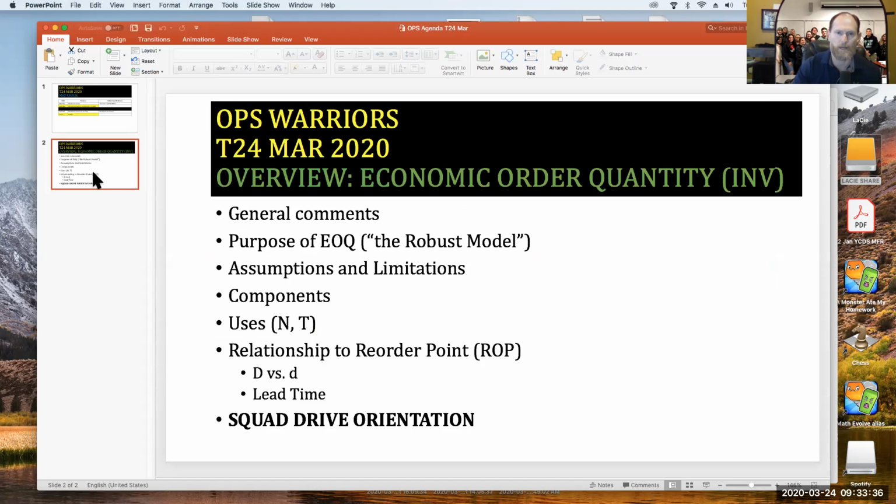Now, here's what we're going to talk about today. I've got some general comments to make, and then we're going to go into this model concerning inventory called the economic order quantity, and I'll talk some more about what that does. We'll talk about its assumptions and limitations, the components, what we can use out of it. And then at the end of all that, we'll get oriented on what we're going to do between now and Thursday, which is an exercise called the squad drive. Essentially, it's a U drive on your own, but you can work together for help. And I've organized you in the squads, and I'll show you where that is on Canvas.